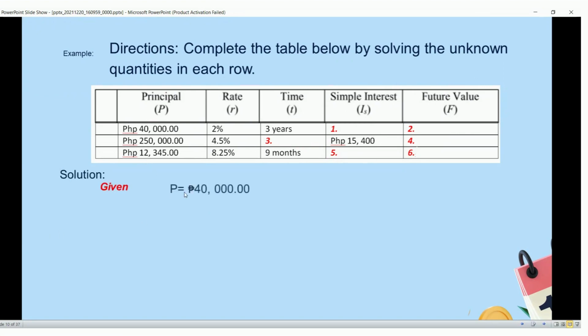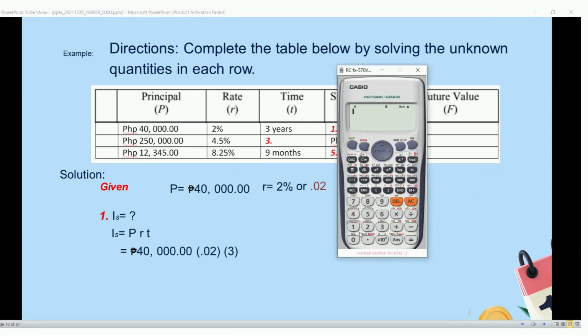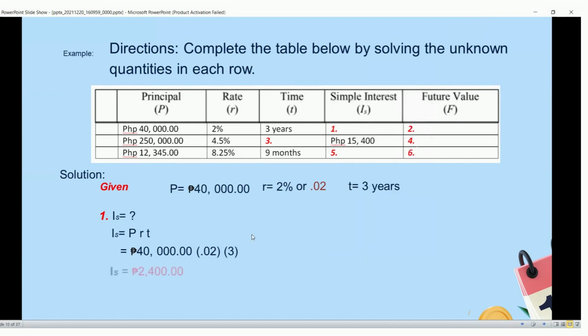Hanapin natin ang given, di ba ang ating P ay 40,000, rate is 2%, at magiging 0.02 kasi convert sa decimal, and ang time natin ay 3 years. So, I ay nawawala, so ang formula natin ay I is equal to PRT. Substitute: P is 40,000, R is 0.02, T is 3 years. So, multiply lang natin yan. 40,000 times 0.02 times 3, then meron na tayong 2,400.